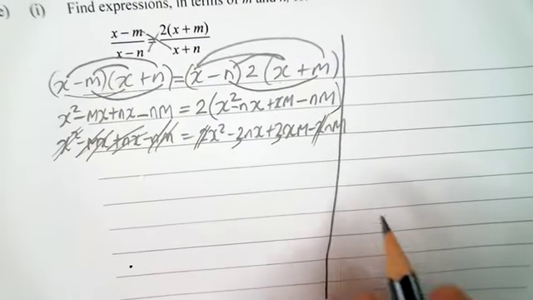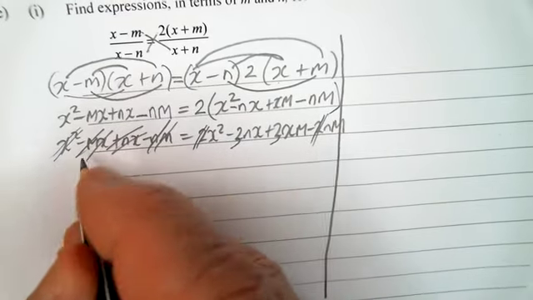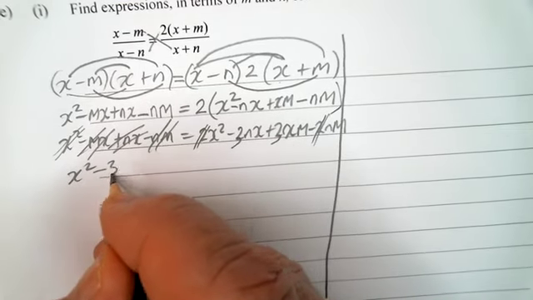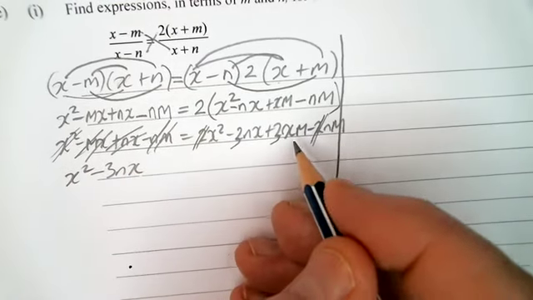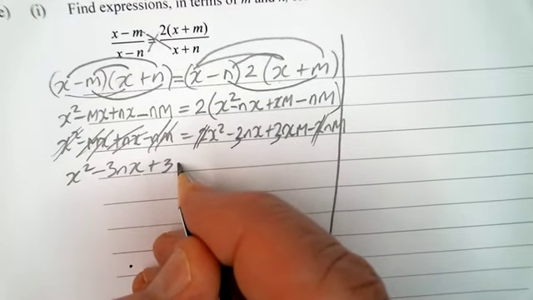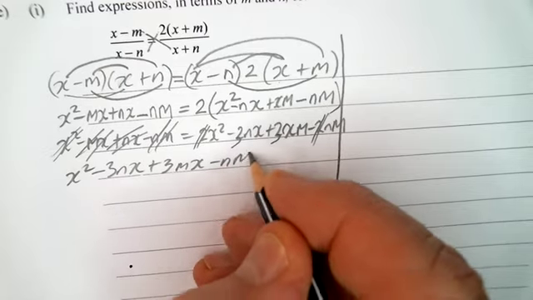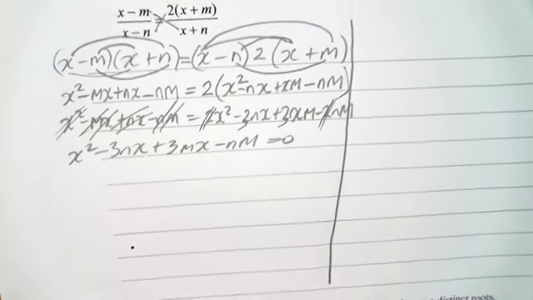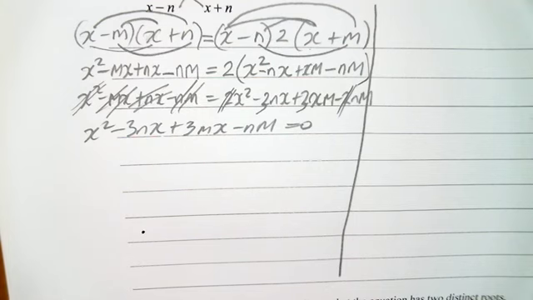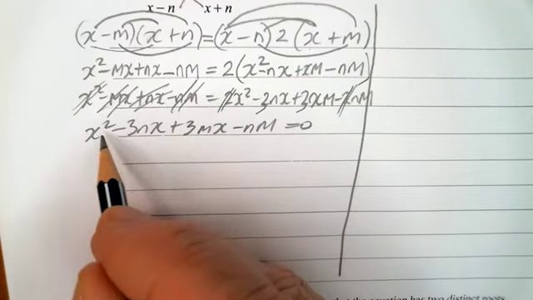So my final thing here is going to equal, I'll rewrite it over here. So I've got x squared minus 3nx plus 3mx minus nm, and all that's going to equal 0. So we're going to have to find a, b, and c anyway if we're going to use the quadratic formula. So let's find the coefficients of a, b, and c.